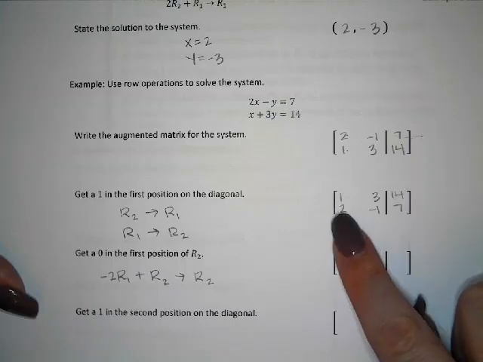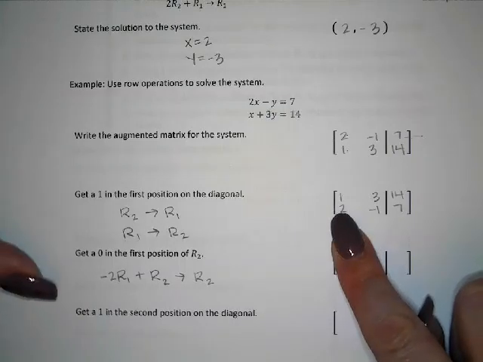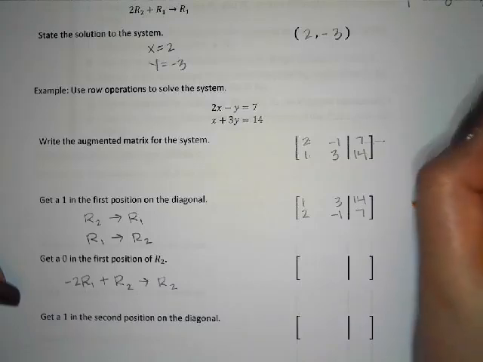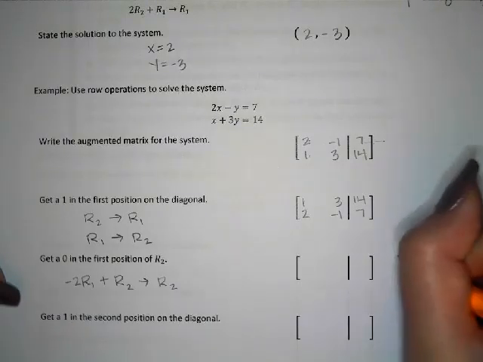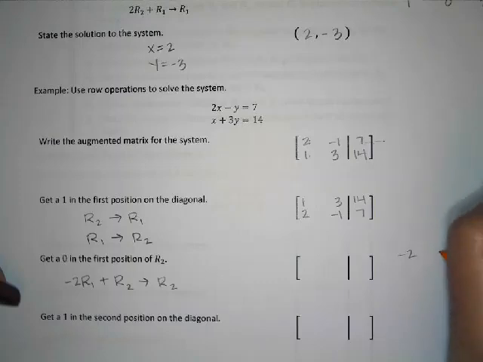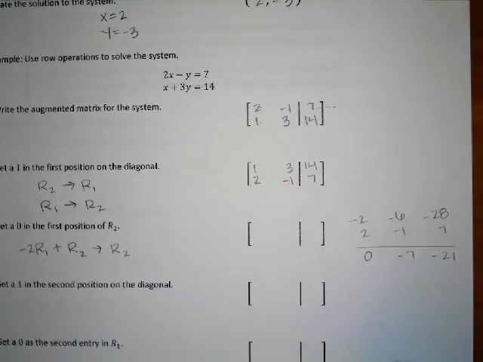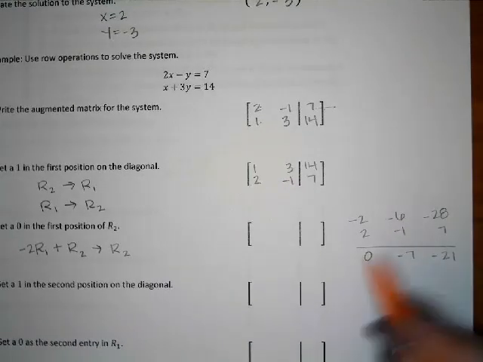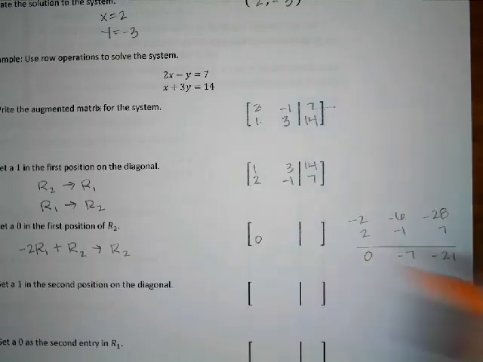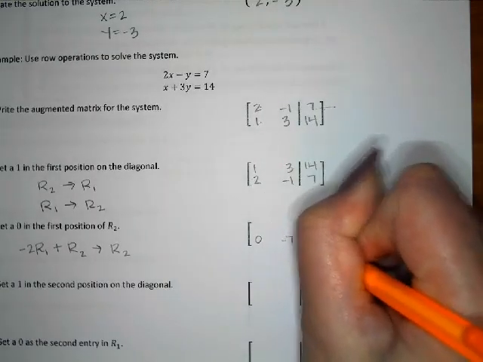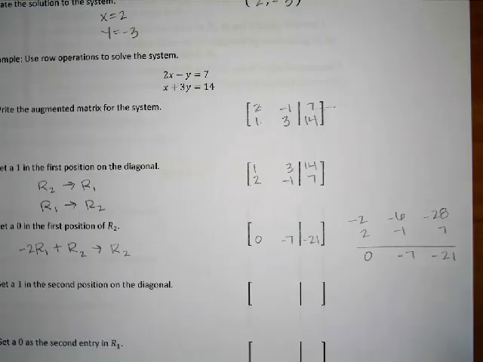So -2 times row 1 is 1 times -2 is -2, 3 times -2 is -6, 14 times -2 is -28. Okay, and then I add that to row 2. And I get 0, -7, -21. And so this becomes my new row 2. 0, -7, -21. My row 1 didn't need to change, so I'm just going to copy it exactly as it is.